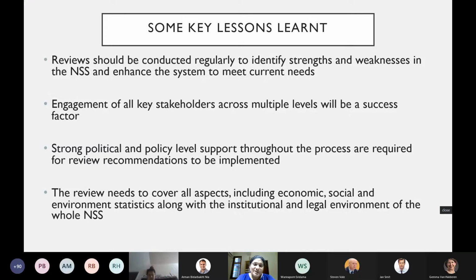And the review needs to cover all aspects. Although the RPES project was focused on the economic, we wanted to highlight that social as well as environmental statistics and their integration, all these aspects need to be incorporated in a comprehensive review. Maybe it is so in other global reviews, but in our case, as I highlighted, we were focusing more on the economic area. But the institutional and legal environment and the whole national statistical system are very important, and that, I think, was really well done.